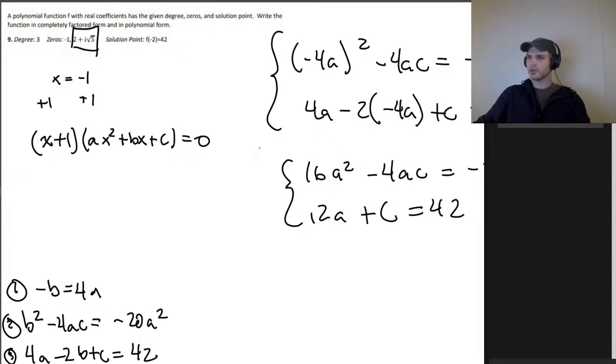So here's the second. So this is the new system. I'm going to take this first equation and add 20a squared to both sides. So I'll get 4a squared plus 4ac equals 0. And then we'll just keep this the same for now.